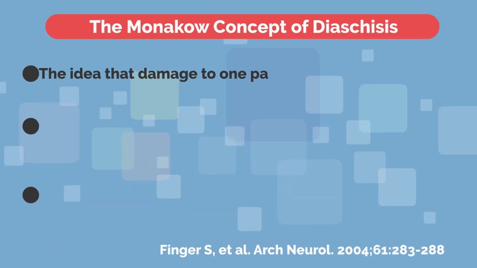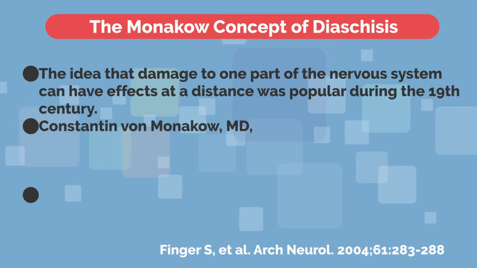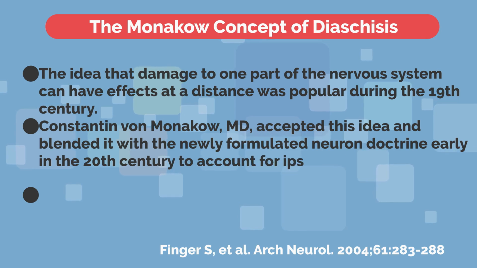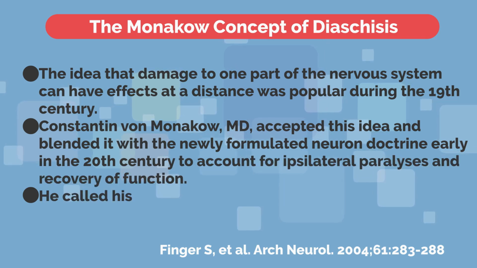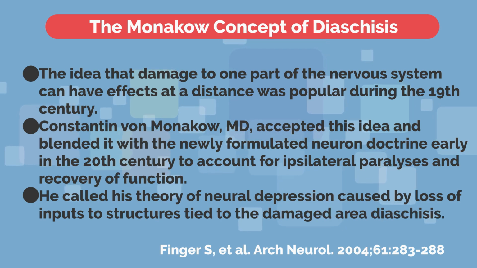The idea that damage to one part of the nervous system can have effects at a distance became popular during the 19th century. Constantin von Monakow, M.D., accepted this idea and blended it with the newly formulated neuron doctrine early in the 20th century to account for ipsilateral paralyses and recovery of function. He called his theory of neural depression caused by loss of inputs to structures tied to the damaged area diaschisis.